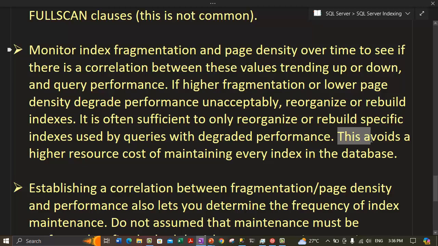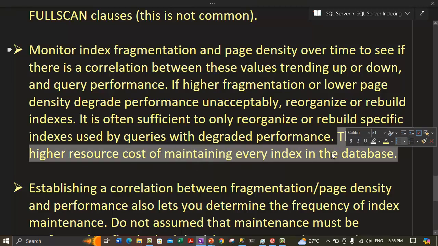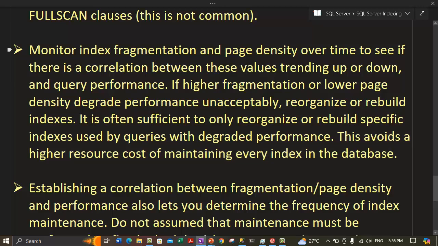And basically this avoids the higher resource cost of maintaining every index in the database. So we should always consider building specific indexes instead of building all the indexes in the database. So we should only rebuild the indexes which are absolutely required and which are degrading the query performance.